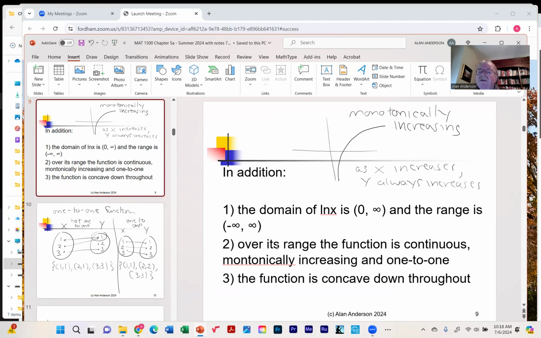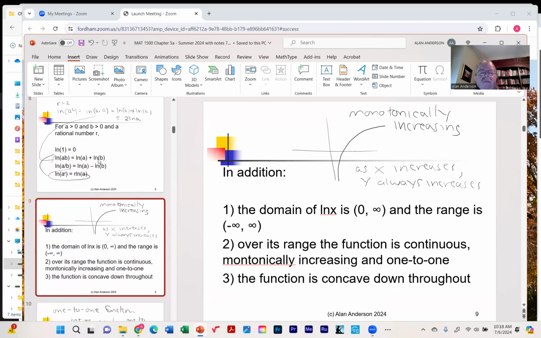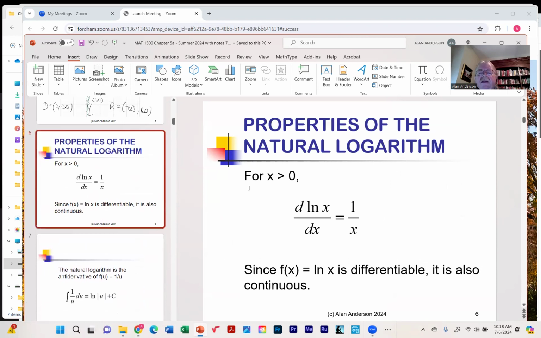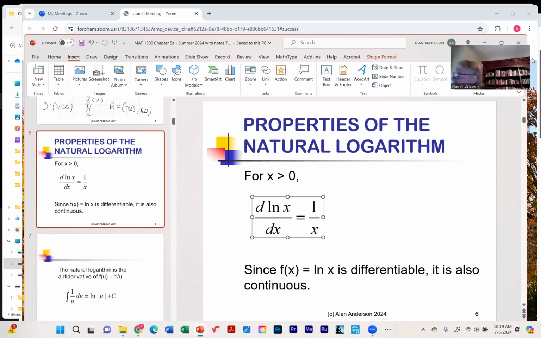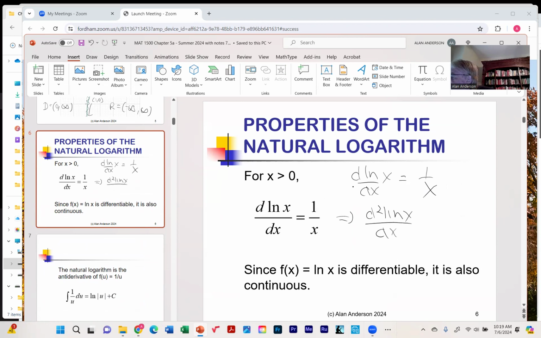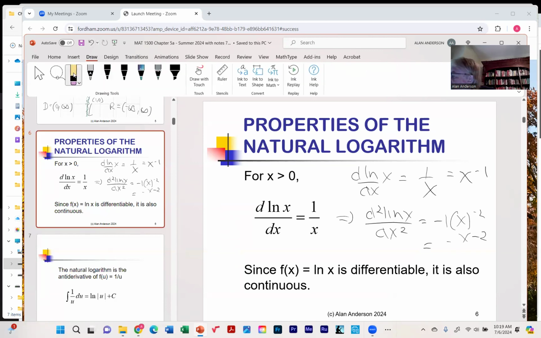And then it is also concave down. The second derivative is negative. You can see, because if you come back here and revisit this definition, if the derivative of log x is 1 over x, that implies that the second derivative, which we write like this, would be minus 1 times x to the minus 2. And that's going to be negative no matter what.